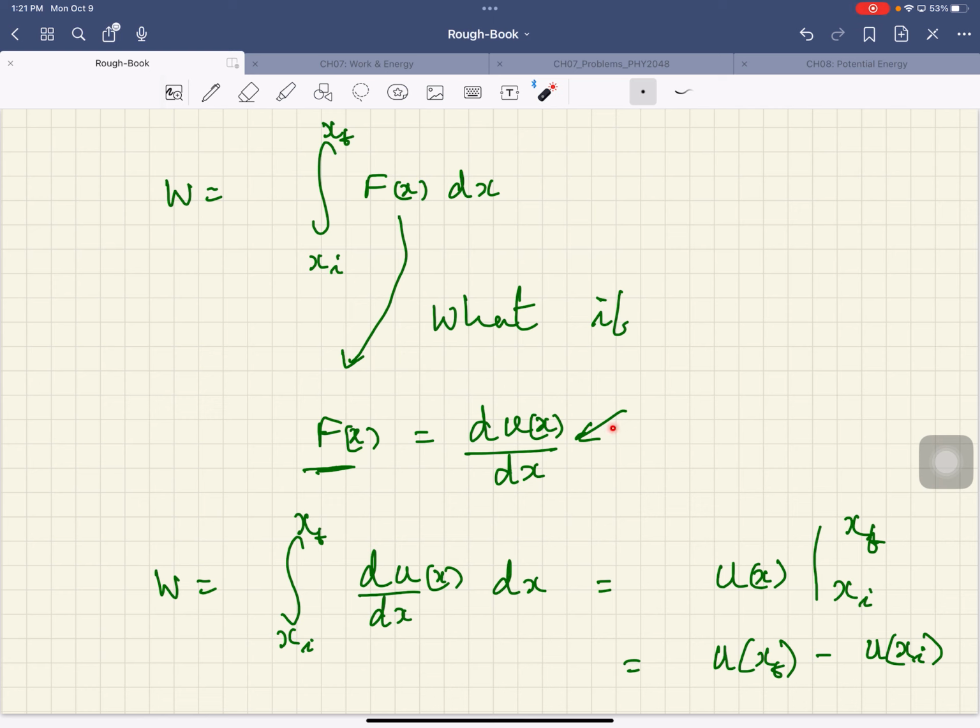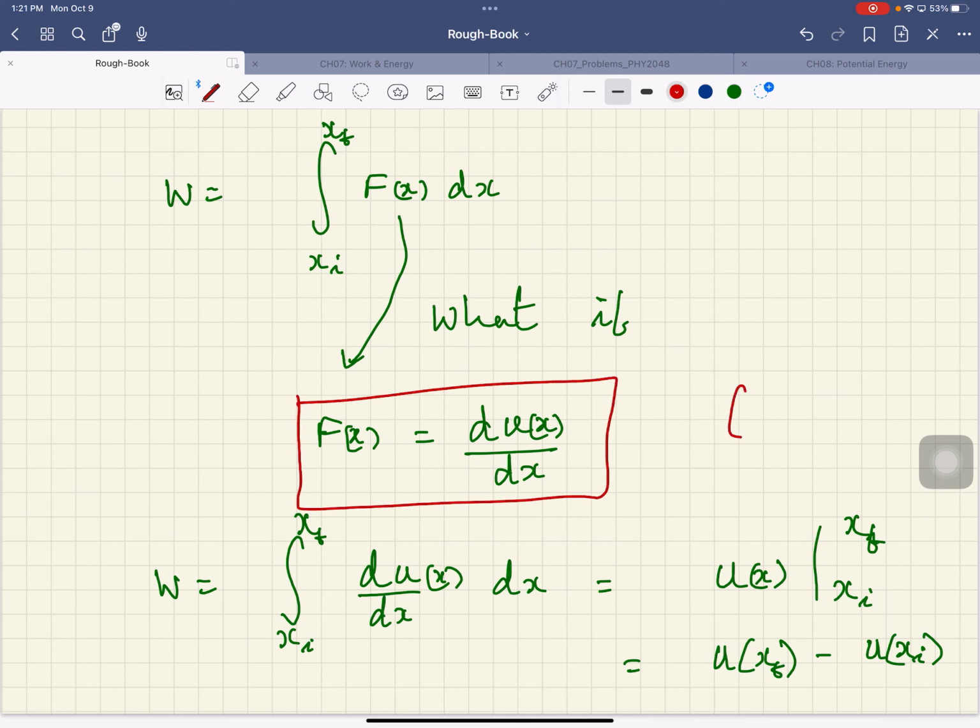So if your force is like this, life is easy. If your force is like that, then you're happy. So we even give it a special name. You guys like my smiley? It's not bad, actually. The smiley function. All right. If your force is like that, we give it a special name. It's called a conservative force.